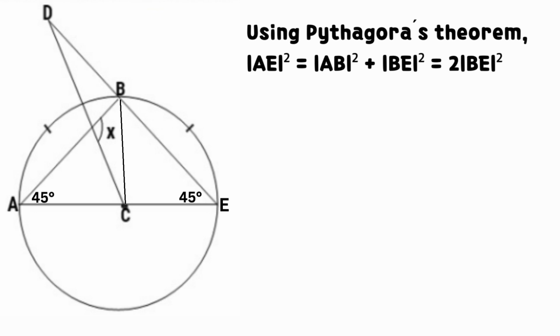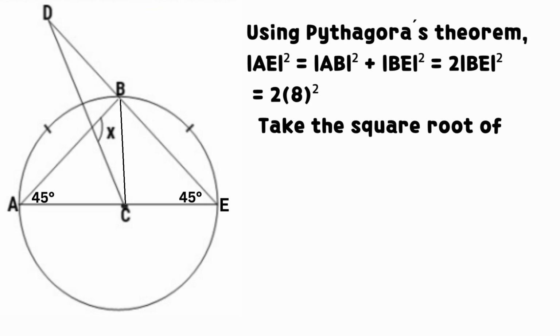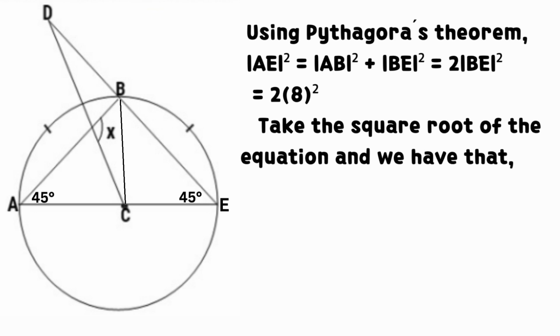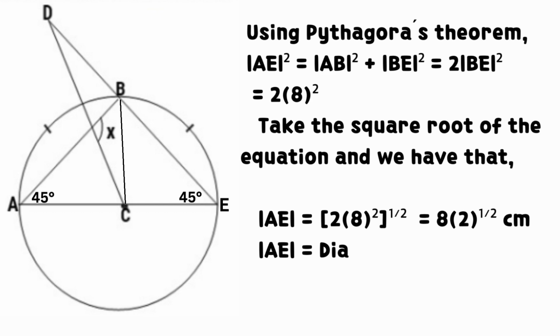Using Pythagoras' theorem, the square of line A, E equals the sum of the square of line A, B and the square of line B, E, which equals to the product of 2 and the square of line B, E. The result equals 2 times the square of 8. Take the square root of the equation, and we have that the line A, E equals the product of 8 and the square root of 2 in centimeters.